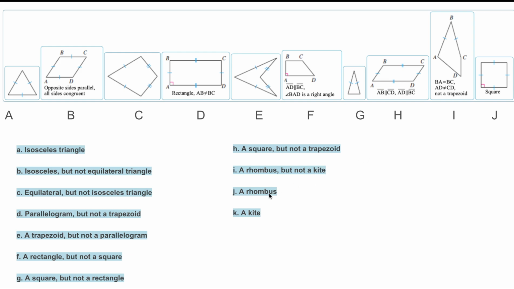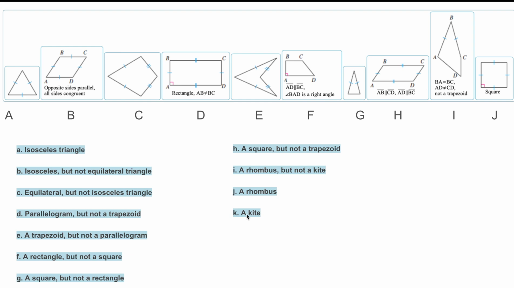Okay, a rhombus. What does that mean? For a rhombus, you need to have all four sides that are congruent, like this. Not all four sides are congruent. No, no, no, no, but this, right? All four sides are congruent. So these blue marks say all four sides are congruent.